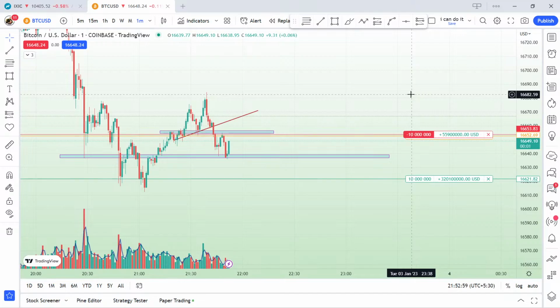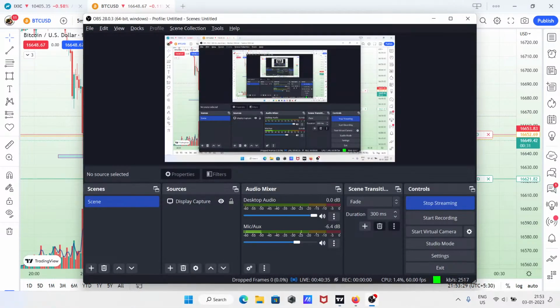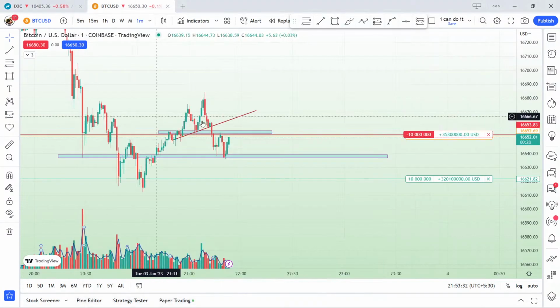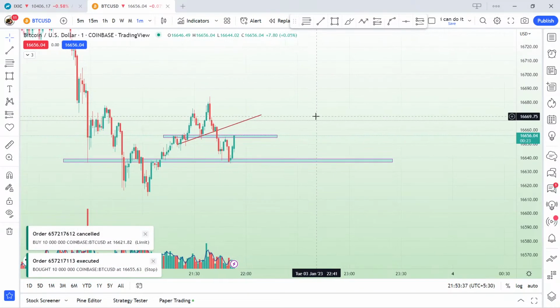It heated up, it has engulfed the candle. Let's see. The support has been respected religiously. Wait, is my sound clear? Hello? Yeah, it's going on. Okay, it's going up. So it got triggered. So I went out with a small profit.